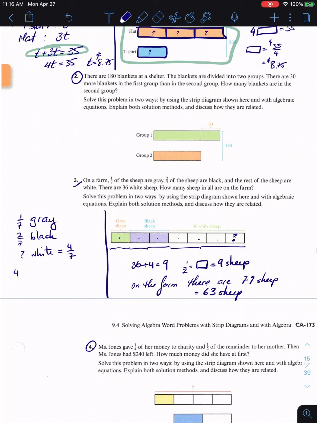And we know that 4/7 of the farm, the number of sheep on the farm, is 36. So if we're going to use our algorithms for this, we can multiply through by the reciprocal, right, if that's what we're doing. So then we have 36 times 7/4, which is 63 sheep.